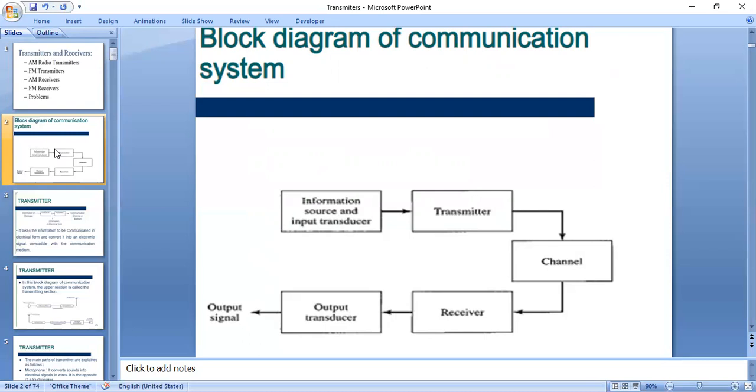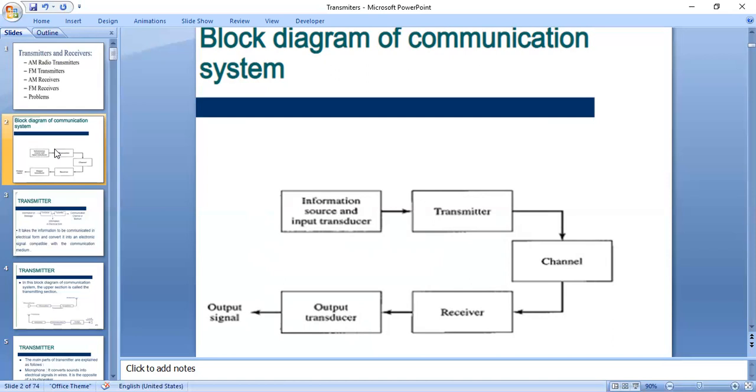And after that, the information signal, which is a weak, low frequency signal, cannot travel long distances. So in order to transmit that signal over longer distances, we need to modulate that signal. And this procedure should be done in a transmitter. So we need a transmitter to do the modulation and to transmit that modulated signal.